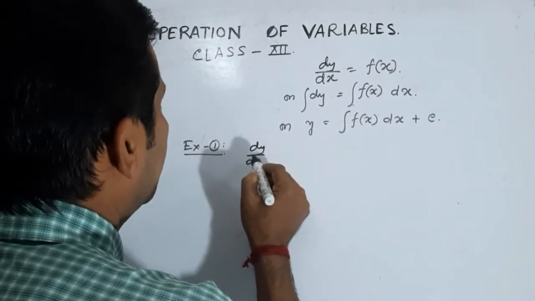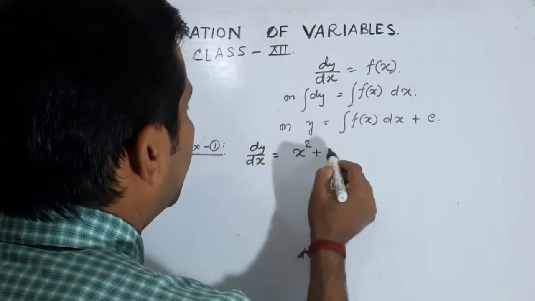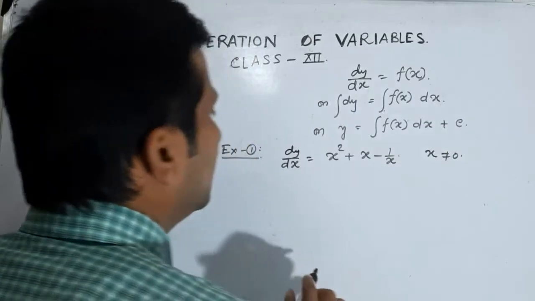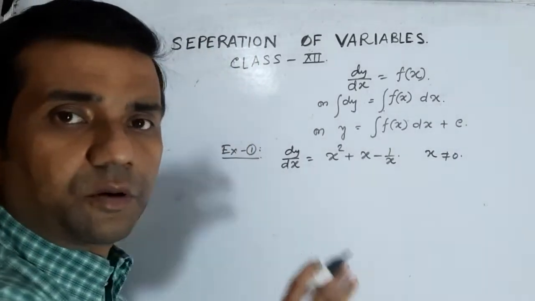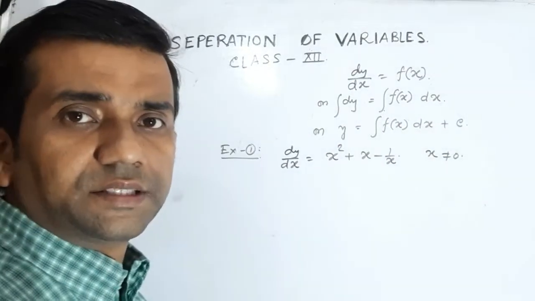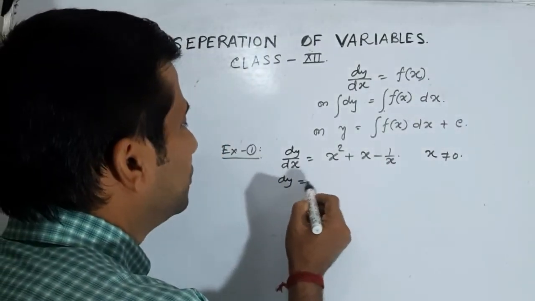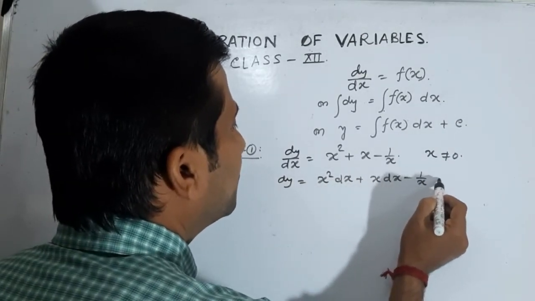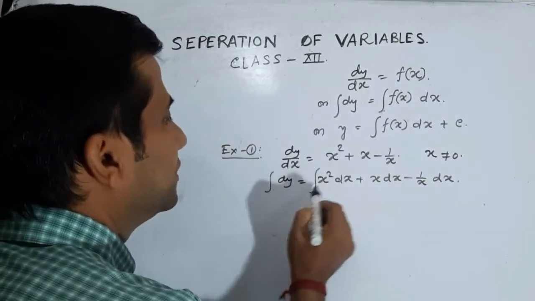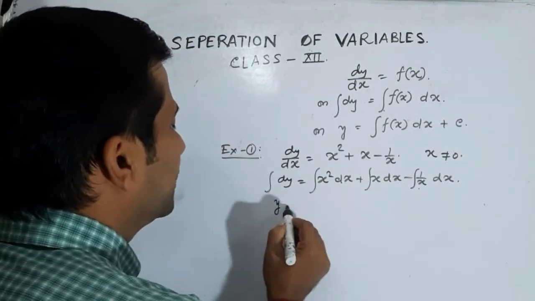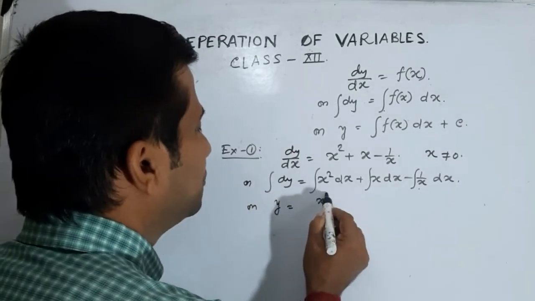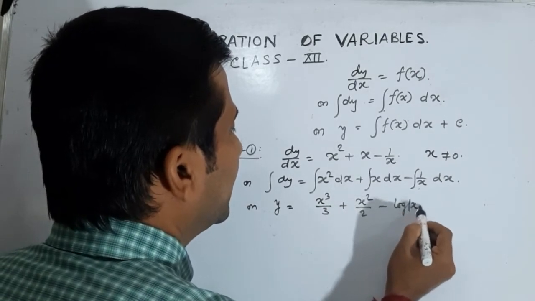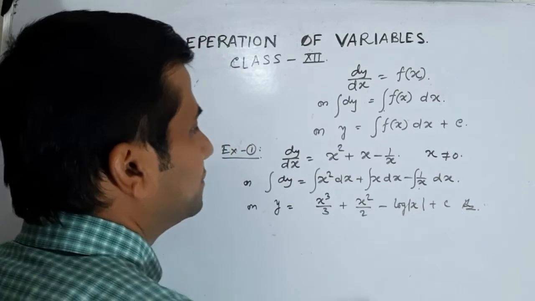Example: dy/dx = x square plus x minus 1 by x, x not equal to 0. This problem is taken from a well-known CBSE or NCERT book. dy = x square dx plus x dx minus 1 by x dx. Now integrating, this is a very easy problem. You can solve it in this way: y = x cube by 3 plus x square by 2 minus log x plus c. This is your required answer.